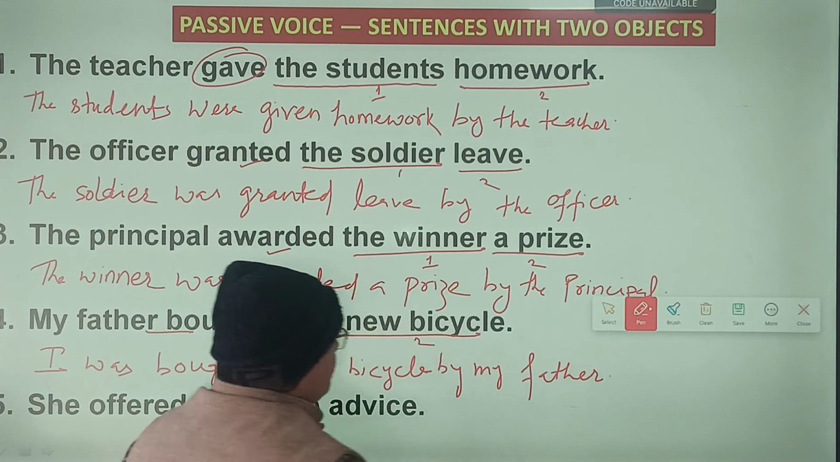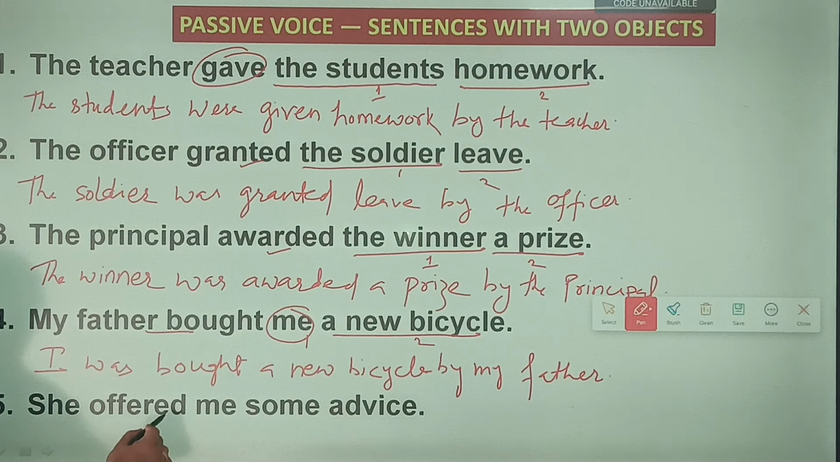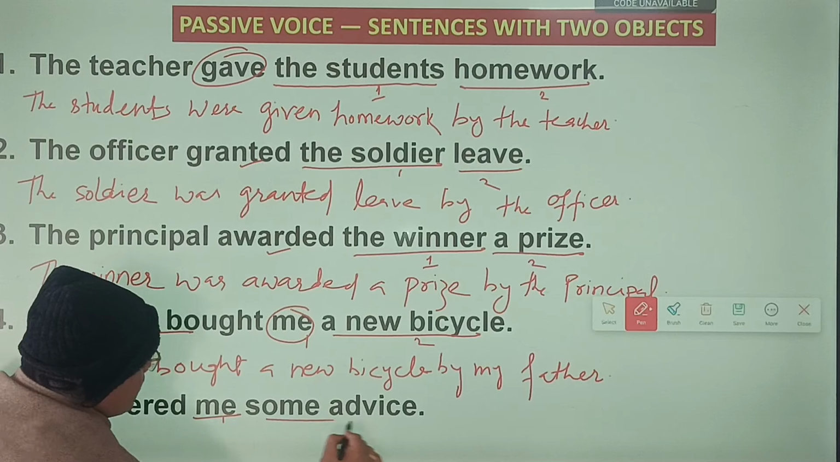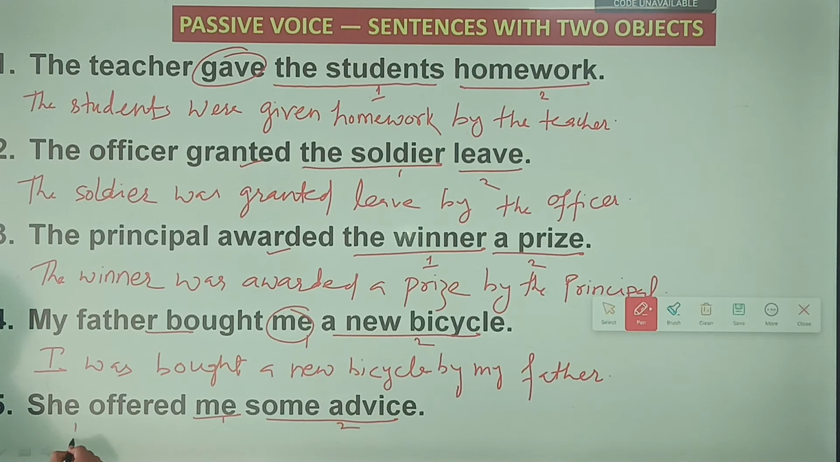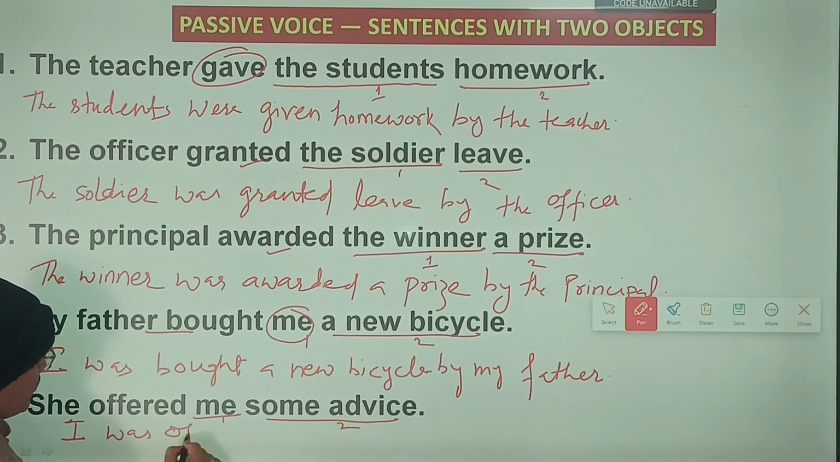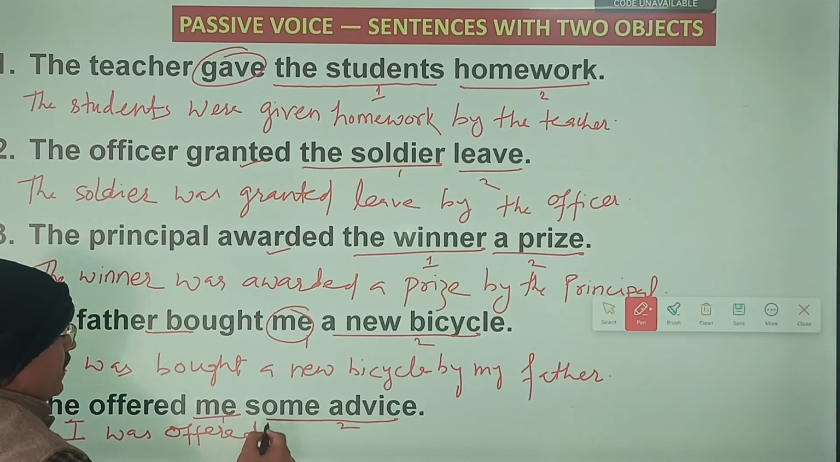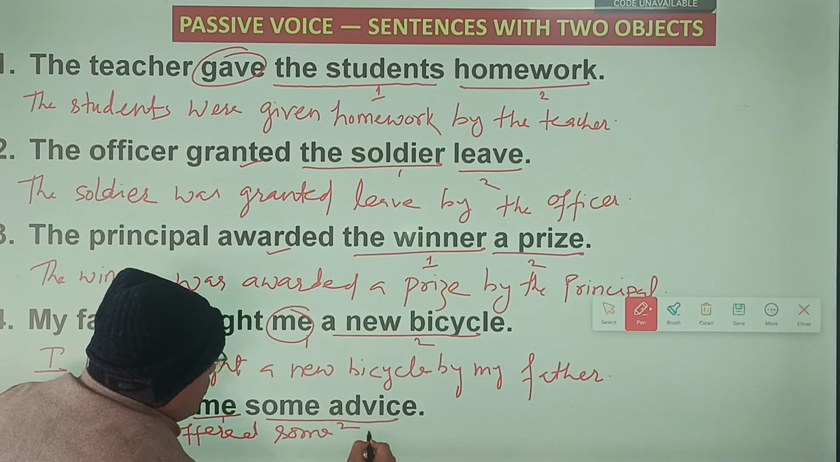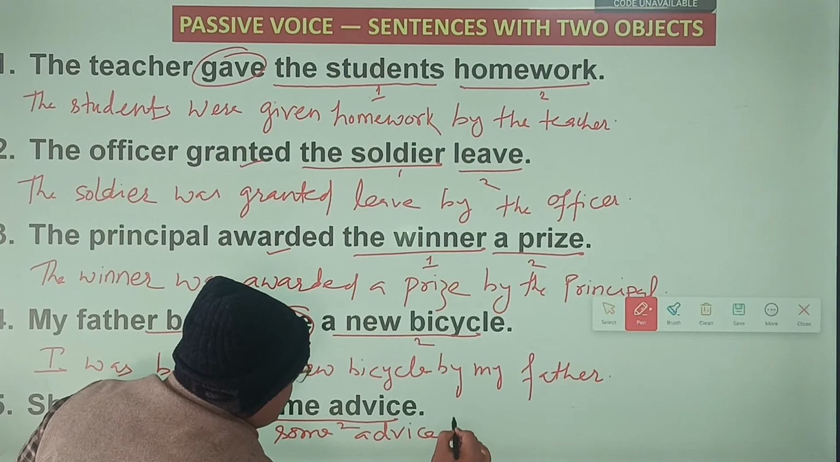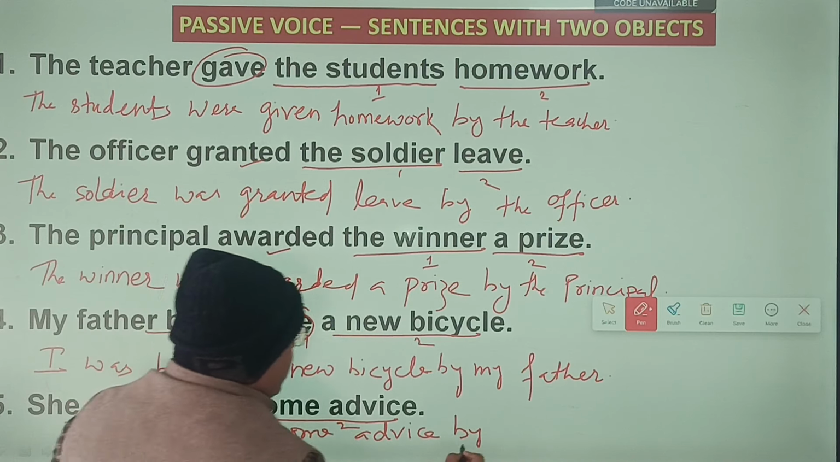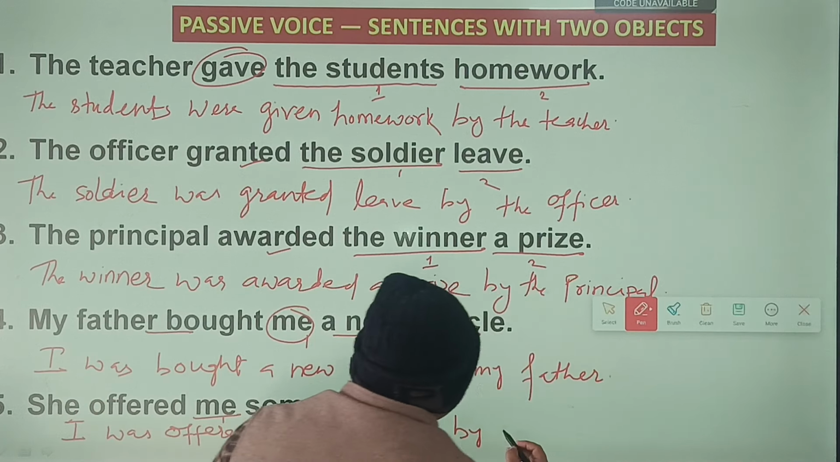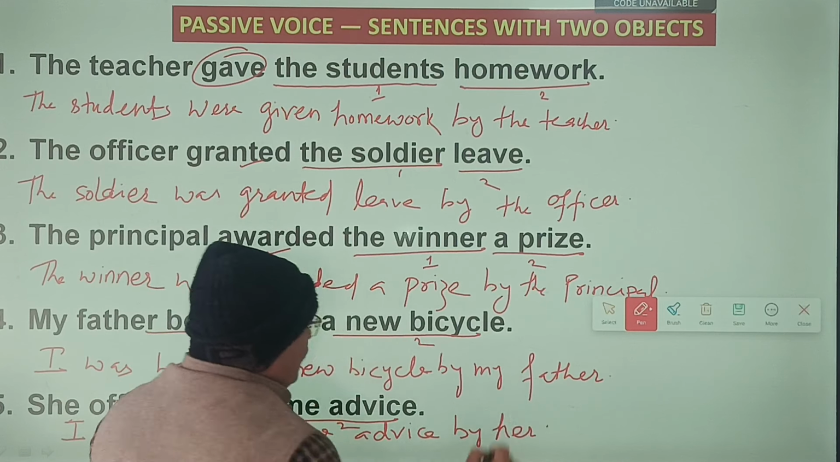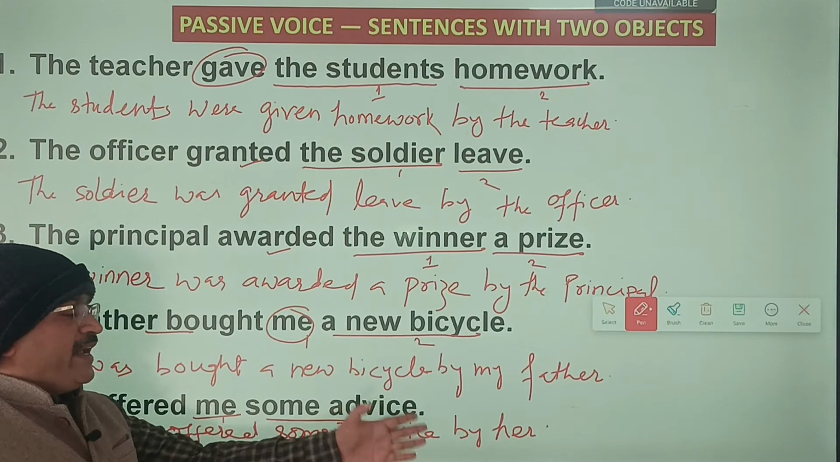Very simple. Now, she offered me some advice. Me, object 1, some advice, object 2. Let us pick up this. Me changes into I. At subject place, I was. Simple past, I was offered. B3. Offered what? Some advice, by whom? By she, which is coming at object's place, so she is changed into her. Yes or no? So I was offered some advice by her.